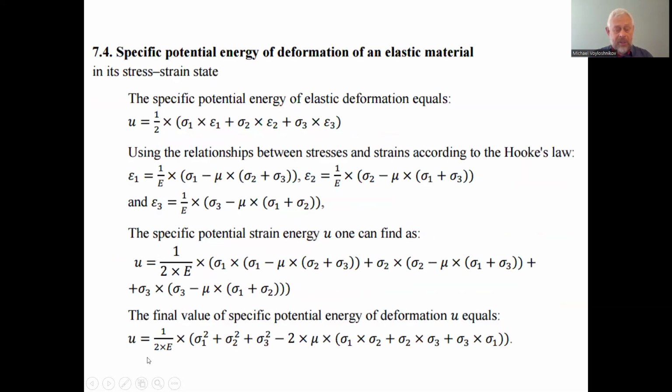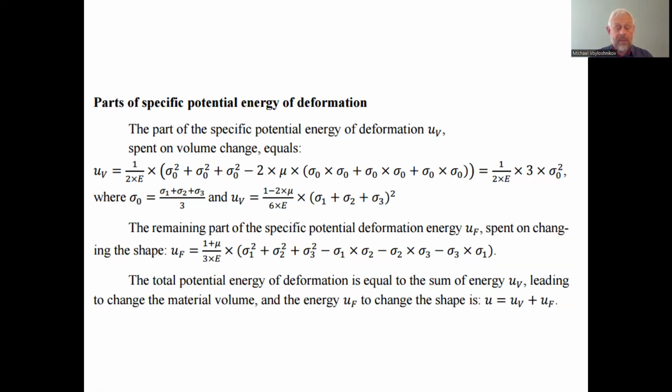We can find it if we take the general formula for determination of the specific potential energy of the deformation of a segment of the mechanical body under action of 3 main normal stresses, sigma 1, sigma 2, and sigma 3, and subtract the obtained magnitude of the specific energy spent for the change of the volume of the body. After the mathematical transformation, we can find the specific potential energy spent for the transformation of the shape of the segment of the mechanical body.